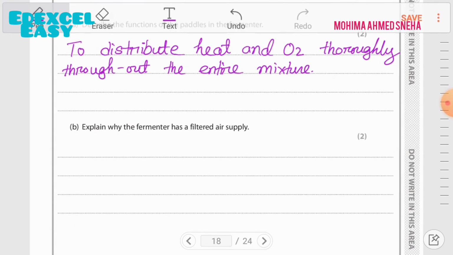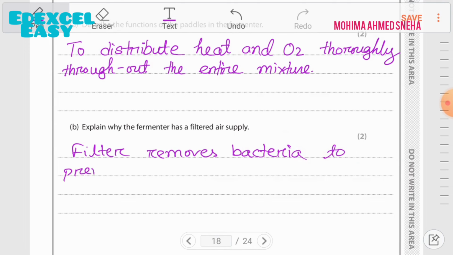So let's write the answer. The filter removes bacteria to prevent competition for oxygen for aerobic respiration.